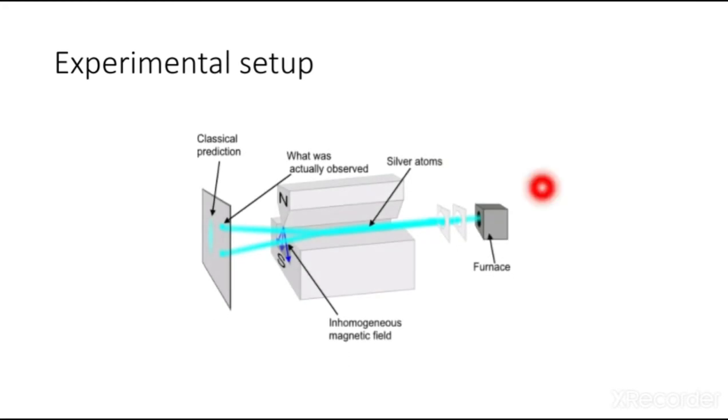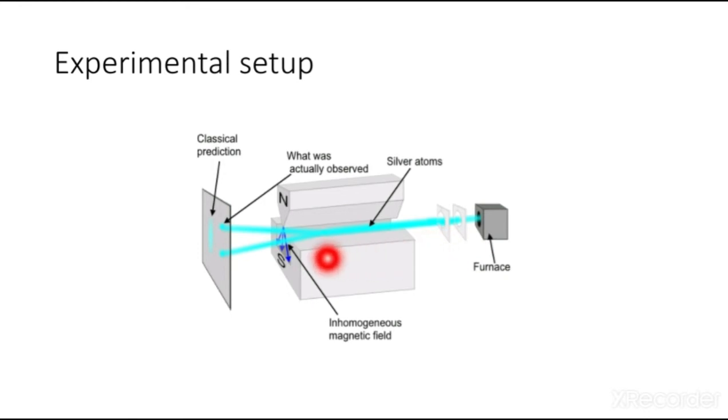So let us look at the experimental setup. They considered a simple setup. Here we can see an oven and it contains silver atoms. These silver atoms are emitted in all directions. They are further sent through the collimator, so the atoms can pass through this.